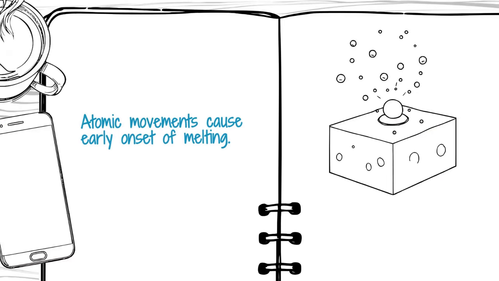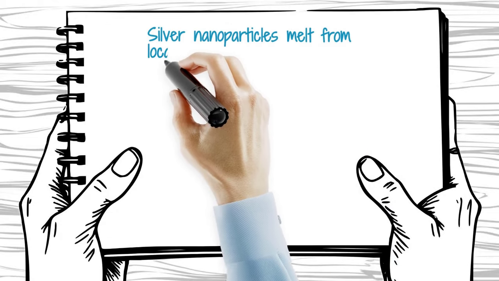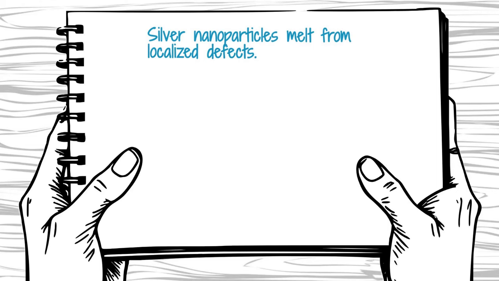Studies show silver nanoparticles melting from localized regions associated with surface defects or grain boundaries. It's like a zipper that starts to open from a snag or broken tooth. It unravels from the weak point first.